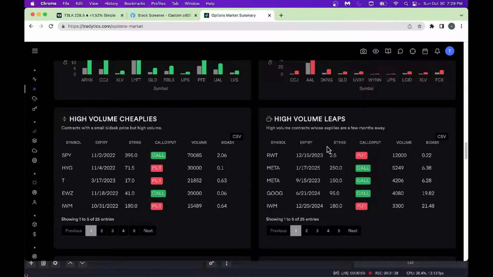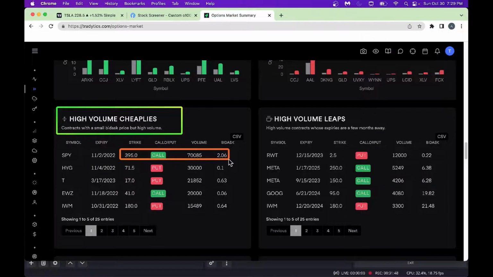Then you got cheap leases here. As you can see, cheap leases are really cheap from a price perspective. We got SPY 395, and folks are buying call options just by paying $2.06 here. Very cheap, as you can see. So this is where you could make some money.